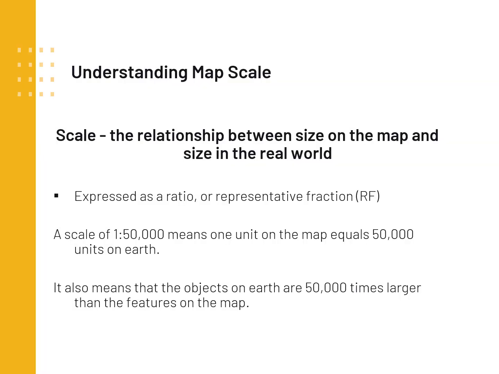The last thing we're going to cover in today's session is map scale. So scale is the relationship between the size on a map and the size it is in the real world. It's typically expressed as a ratio or representative fraction. So a scale of 1 to 50,000 means 1 unit on the map is equivalent to 50,000 units on the Earth. So if it was 1 centimeter you measured on the map, that would be 50,000 centimeters on the Earth's surface, okay? Or 500 meters if you change the unit, okay? It also means, the other way to think about it, is objects on the Earth are 50,000 times larger than what they appear on the map.